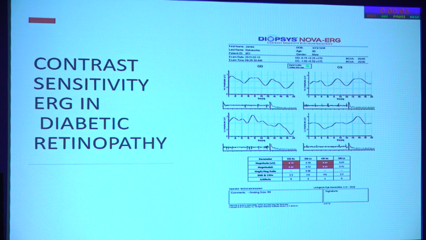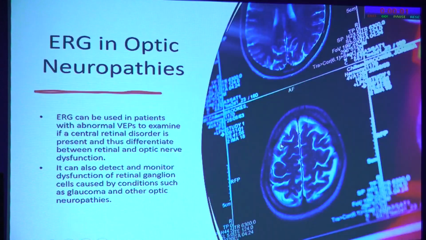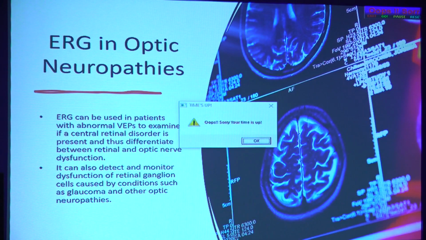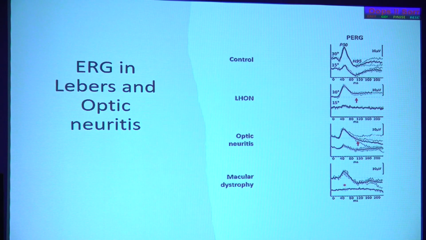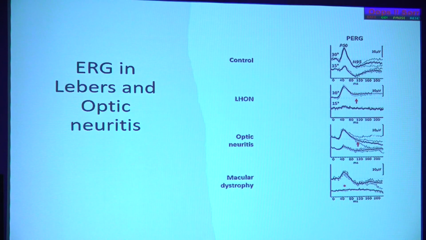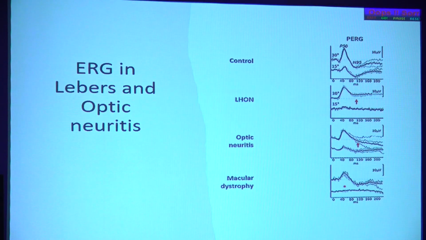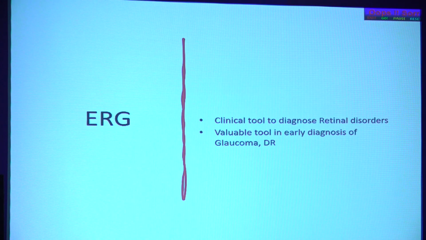So contrast sensitivity ERG, if you do that, catches diabetic retinopathy much faster than the other methods. And in optic neuropathies also, it is very useful. Leber's optic neuritis, you see this kind of a thing in macular dystrophy. So in all of these conditions, you can have ERG giving you a diagnostic aid. So it's a clinical tool to diagnose retinal disorders, a valuable tool in diagnosing early glaucoma and DR.